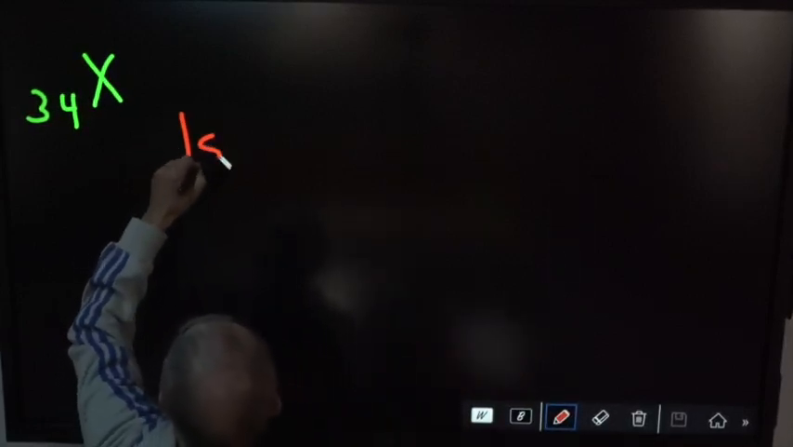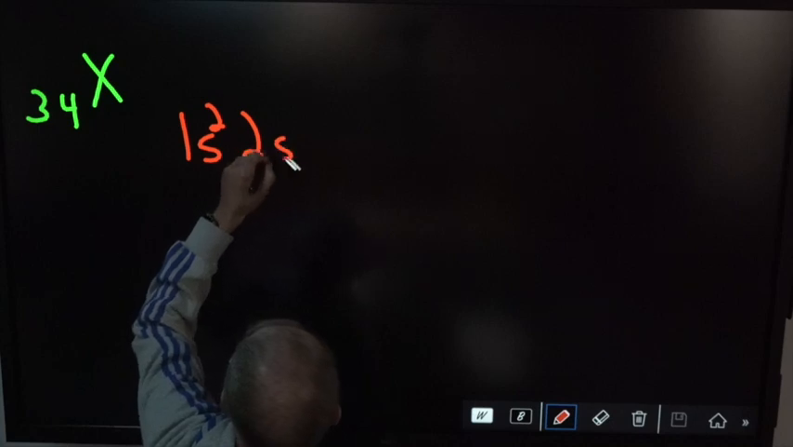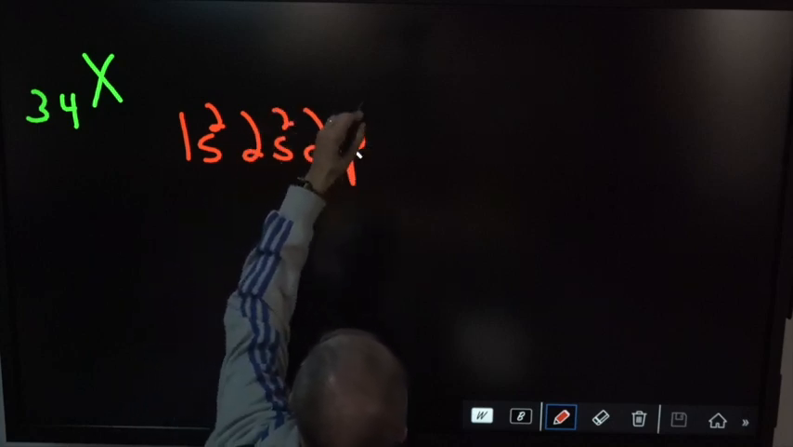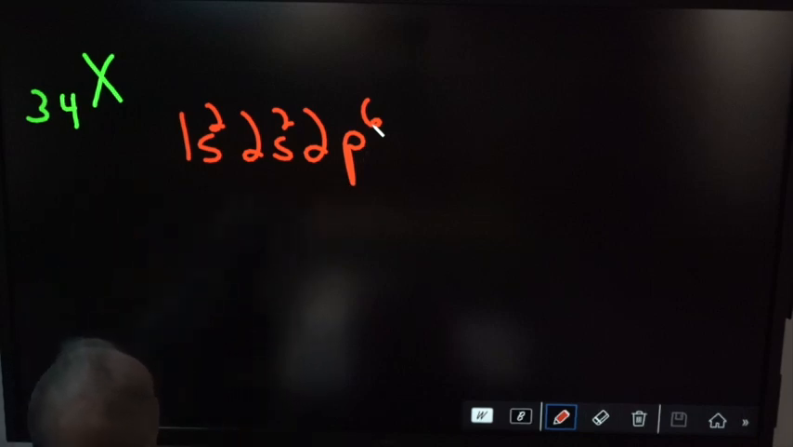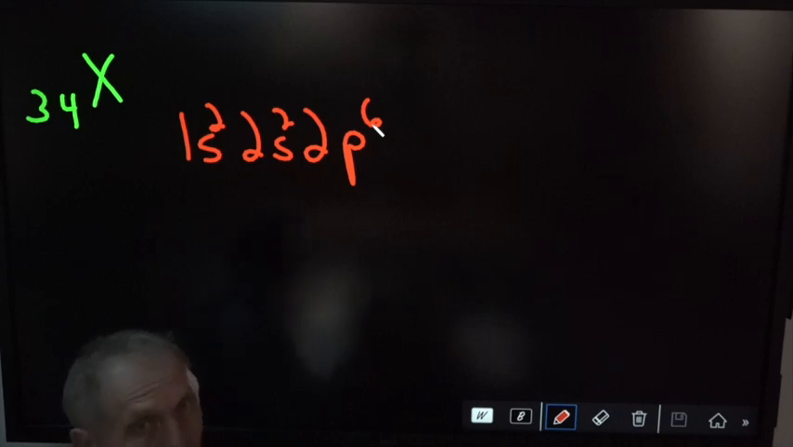So, here we go. 1s2, 2s2, 2p6. So I have 2, 2, and 6. I've got 10 of those electrons. I got 24 electrons taken care of. I have 24 more to fill.